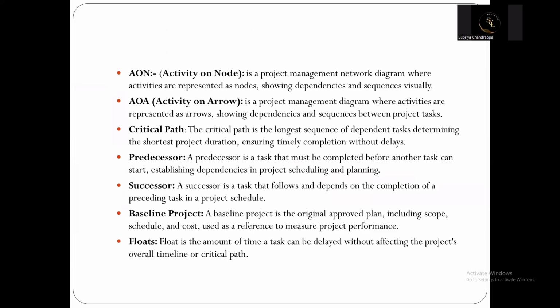AON is nothing but activity on node. In the fifth sem class, we were drawing and mentioning the activity in the node, the circle and arrow, circle, arrow. That was your network diagram, right? So there we used to put our activity in the circle itself. So we call it activity on node. That circle we call a node. So for that it is activity on node. In case we mention the activity on the arrow itself, that we call activity on arrow.